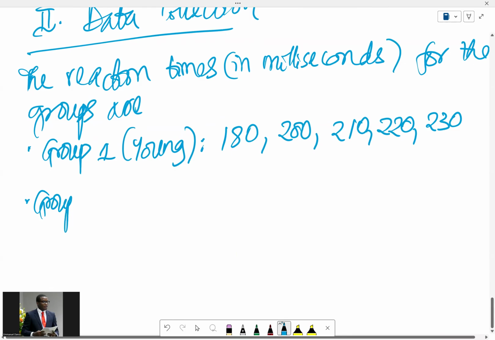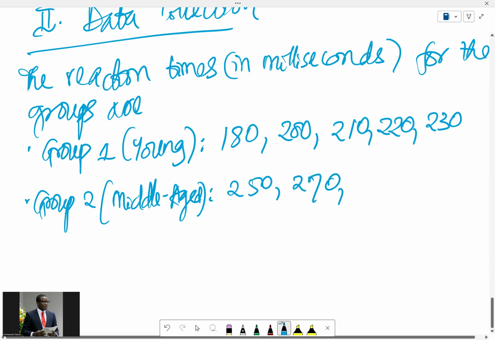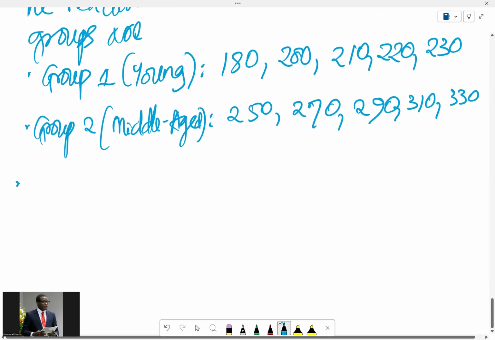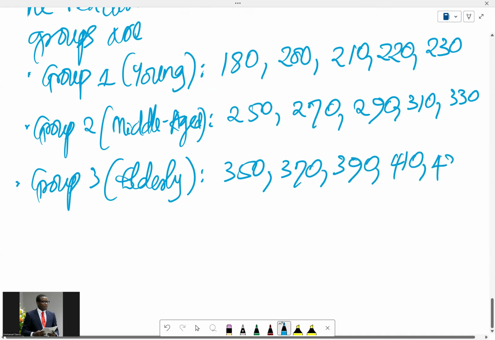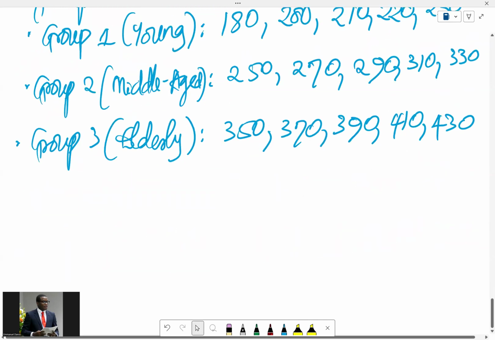Then group two, the middle aged. The reaction times are 250, 270, 290, 310, and 330. Okay. Then group three, we have the elderly, and the reaction times are 350 milliseconds, 370 milliseconds, 390 milliseconds, 410 milliseconds, and 430 milliseconds. So that's step two, and then we go for step three.